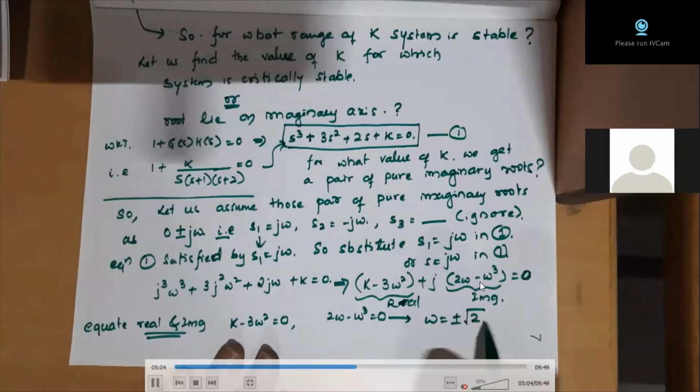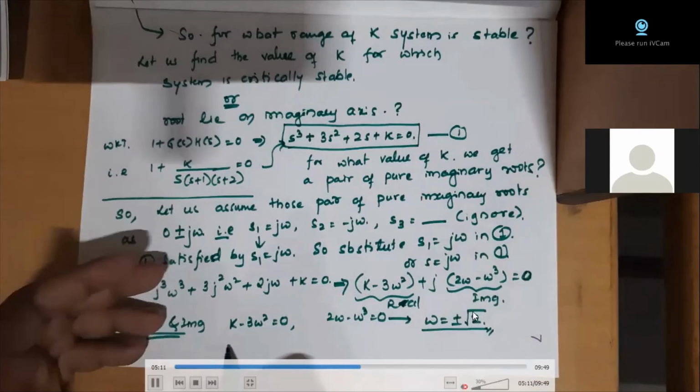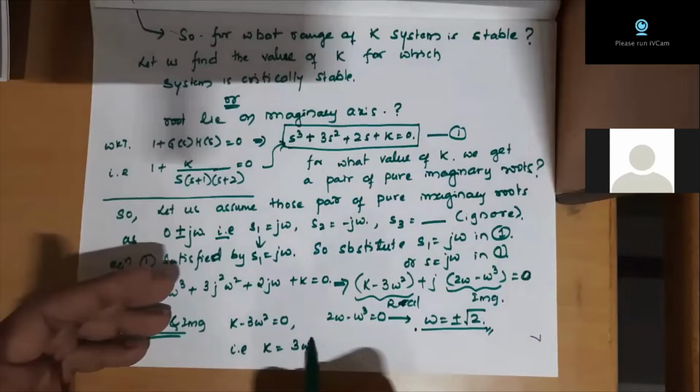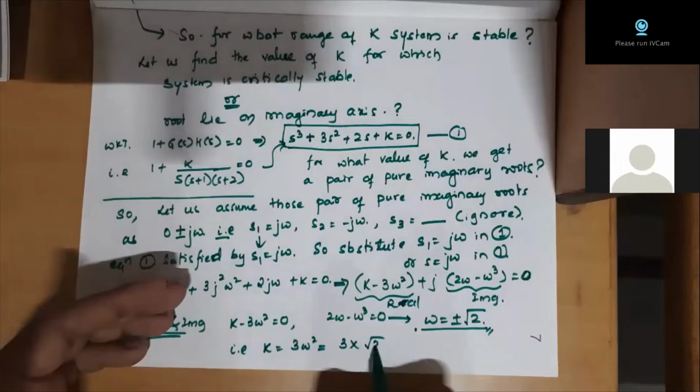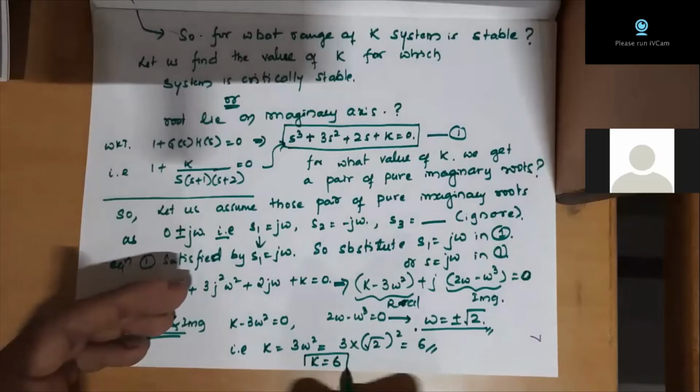And the other one is also equal to 0 because there is no imaginary term. But we will get omega equal to plus or minus root 2 from the solution of this imaginary part. So therefore k equal to 3 omega square, and substituting omega here, we get K equal to 6. So this means that when k is increased from 0 to 6, at exactly k equal to 6, the roots will come on the critical condition.